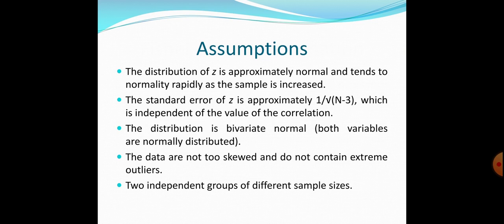The distribution is bivariate normal. Bivariate normal, that we have already discussed earlier, means that both variables are normally distributed. The data are not too skewed and do not contain extreme outliers. This is the fourth assumption. And the last assumption is that two independent groups of different sample sizes are given to you.